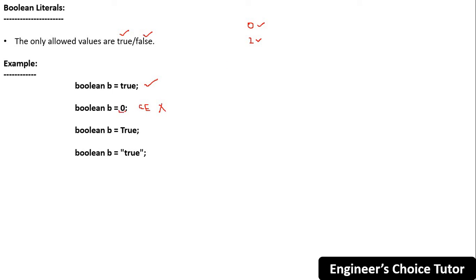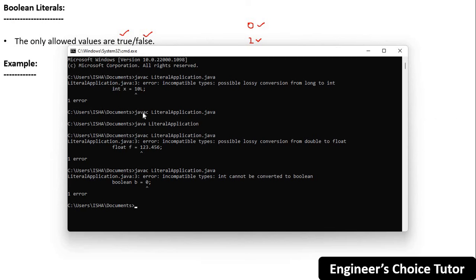It is treating this 0 as an int type value. How can you store an int type of value into a Boolean type of variable? Not possible. That is the reason you are getting the compile time error. And what is that compile time error? Incompatible type, int cannot be converted to Boolean.